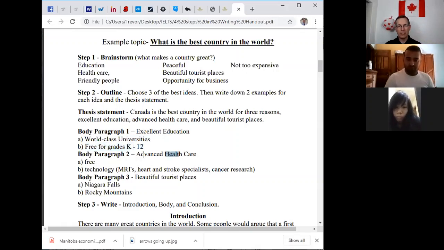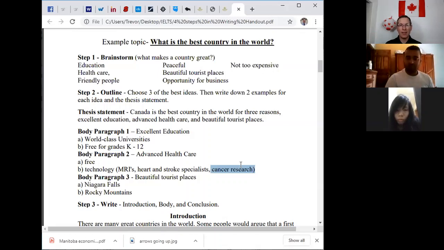With healthcare, I know that it's free in Canada, and here I have a bit of advantage because my mom was a nurse in a hospital. So my specific details talk about our technology. I know that we have good X-ray and MRIs. We have some of the best heart and stroke specialists in the world, and there's lots of cancer research that's done in Canada. Now, I know that from my knowledge. You might know other ideas about what you have heard or how you're explaining what your best ideas are for a great country.